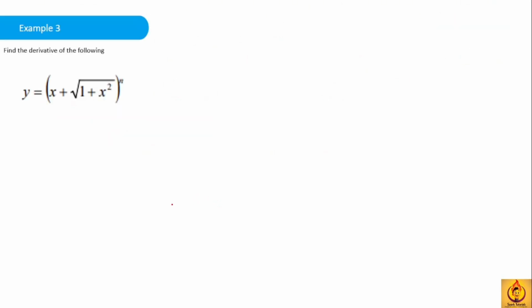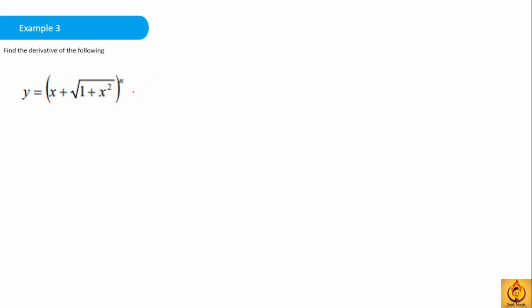The last one now, example 3. It says that we have x plus root 1 plus x squared, all of that powered to n. We don't have a value now, we have an n. It's quite interesting. It's an interesting one. The exponent is not a number in this case. It's a variable n. It's a term n.